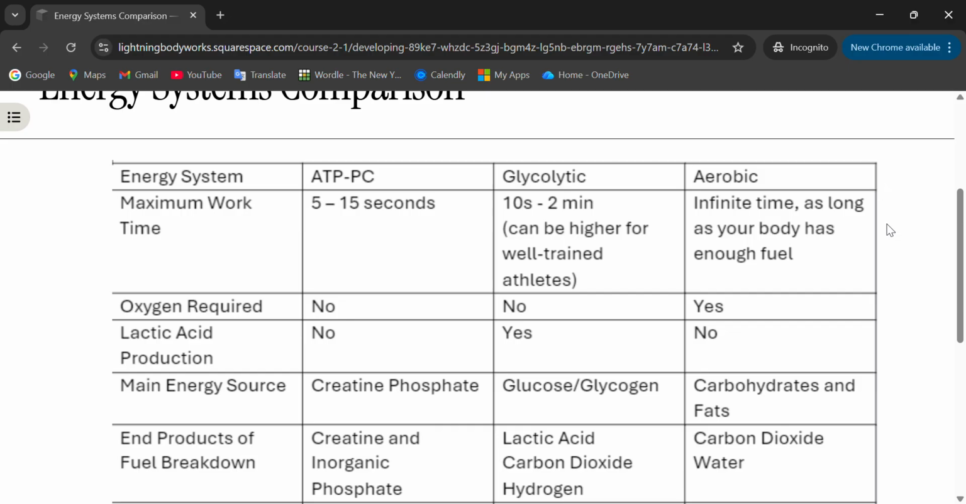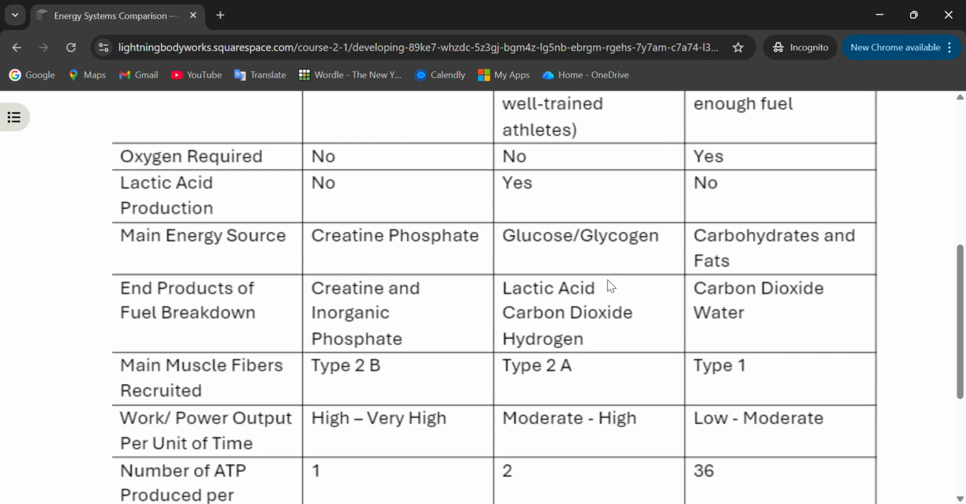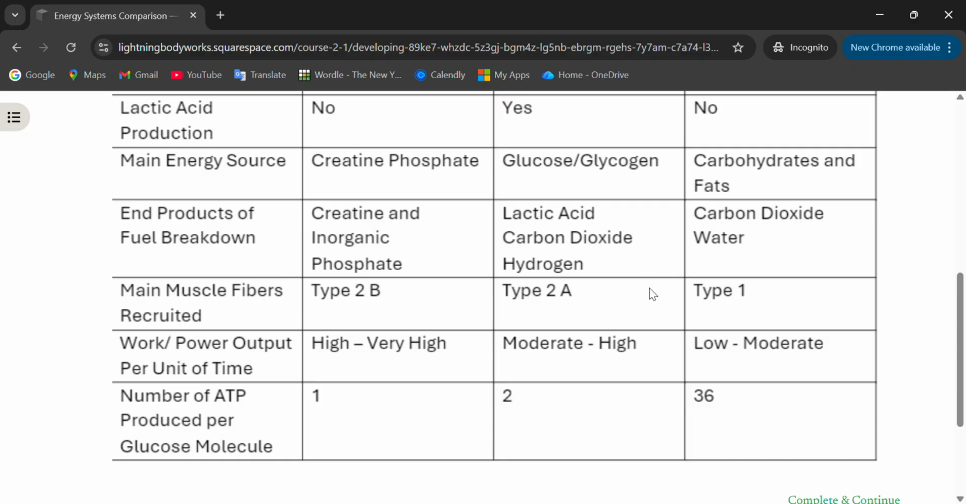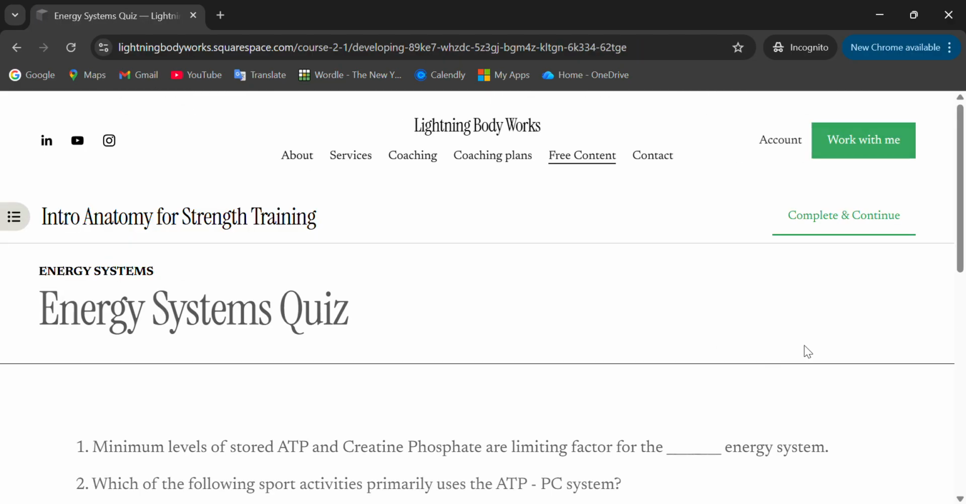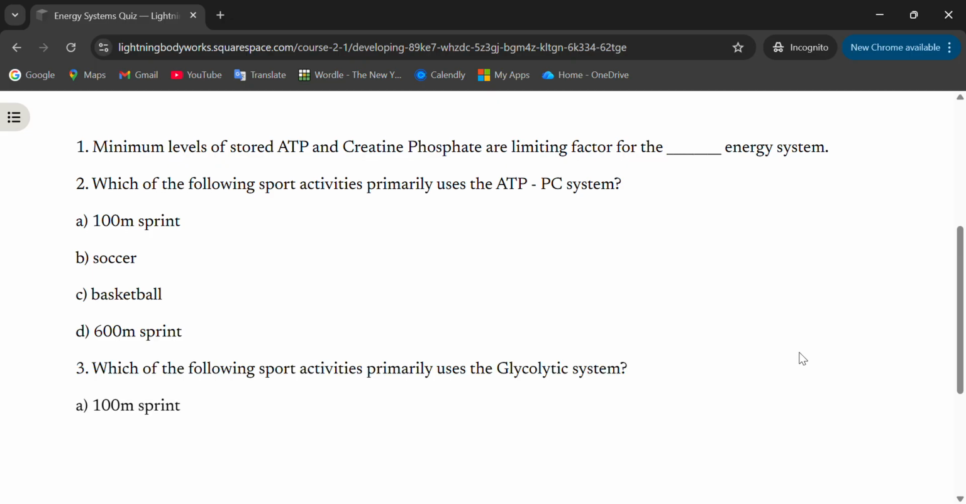You can pause the video if you like. I won't go too deep into this. Basically, high force production, low duration, low force production, high duration, and in the middle. Quick quiz.